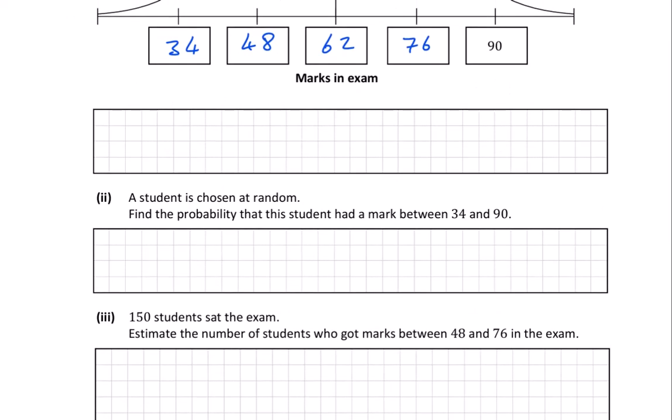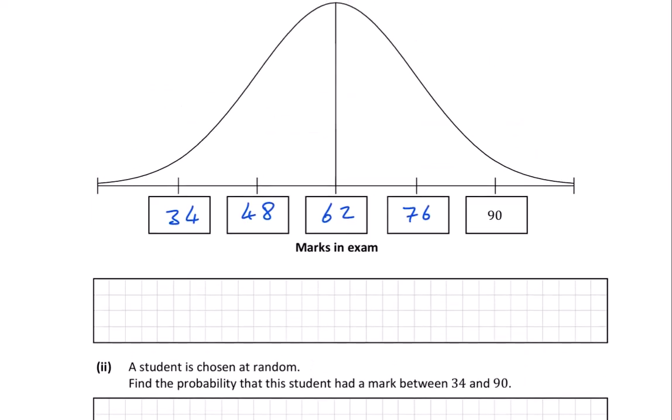Find the probability that this student has a mark between 34 and 90. So if we look at 34 and 90, we can see here that 34 is 2 standard deviations below the mean. 90 is 2 standard deviations above the mean.